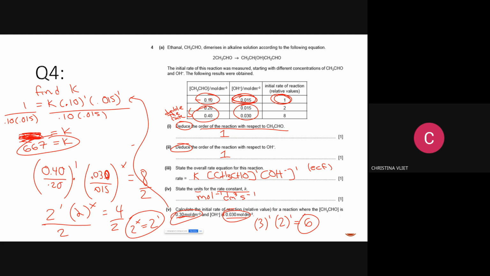So once I have the K, what can I do to figure out the rate of reaction? Now I can do rate equals 667.3 times 0.03. And when you do that, what number do you get? Plug it in your calculator, see what value you get. 667 times 0.3 times 0.03. What answer should it be? 6. It is 6.